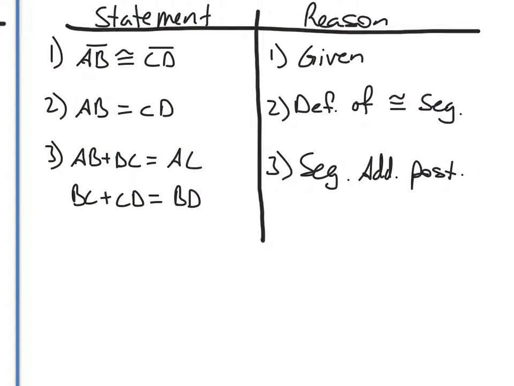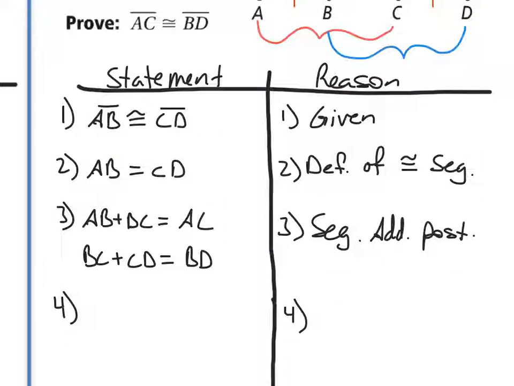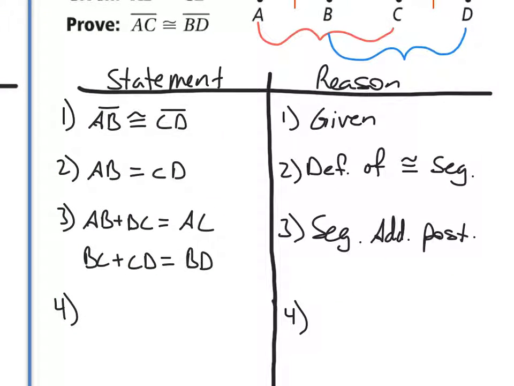Okay, so we now know information or equations involving the segments we're working with. What we need to do now is think about how we are going to get these equations to be what we want. So again, what are we trying to prove? We are trying to prove that line segment AC is congruent to line segment BD.